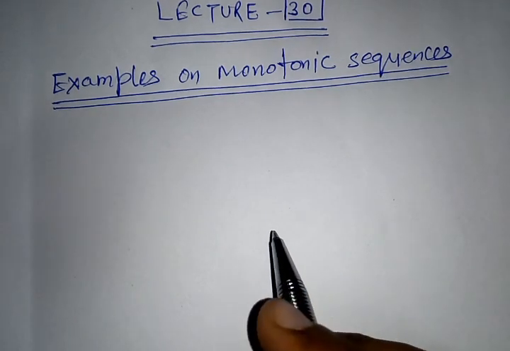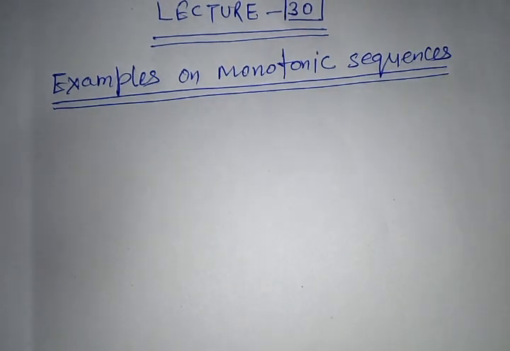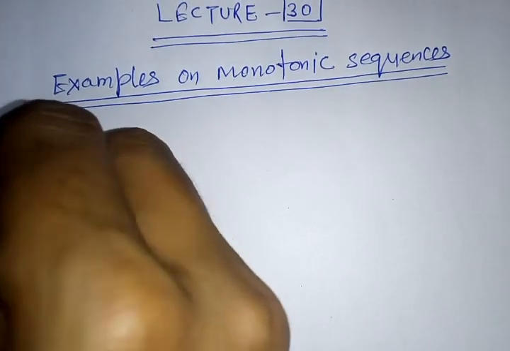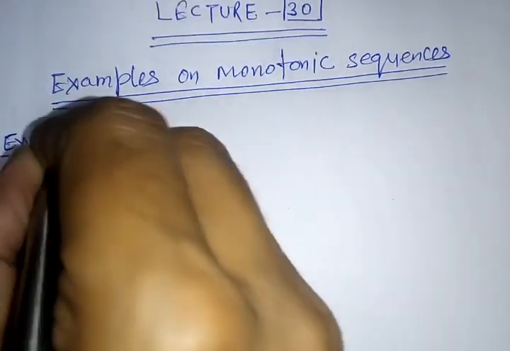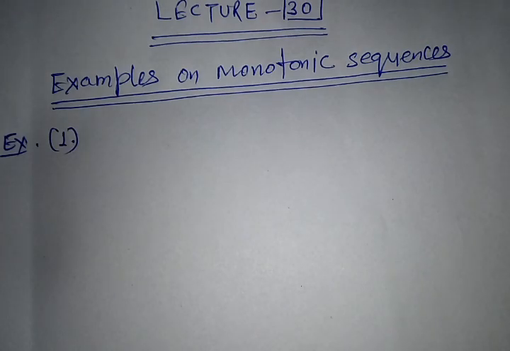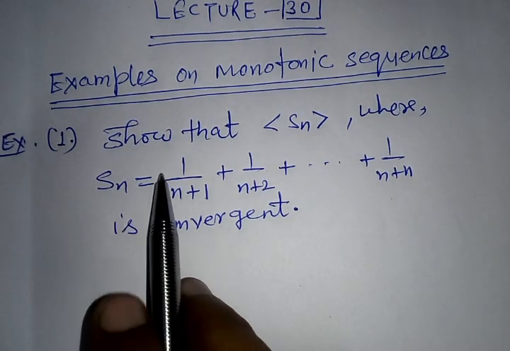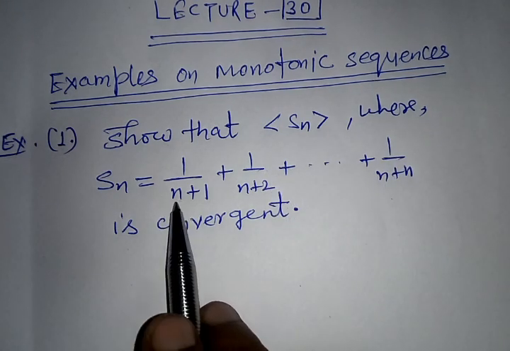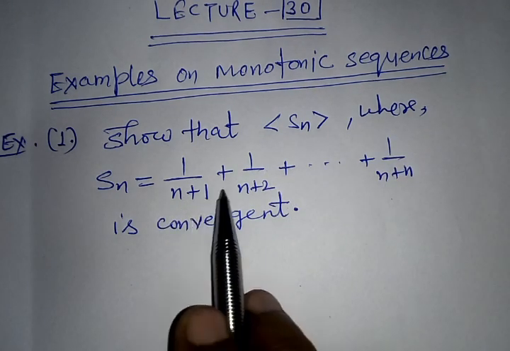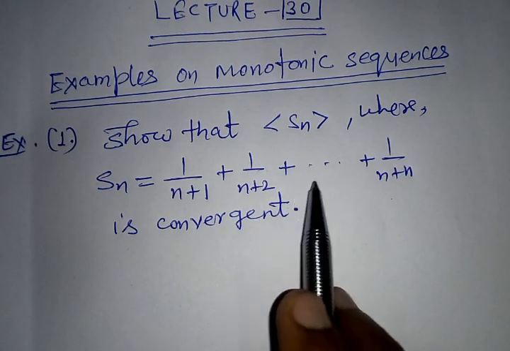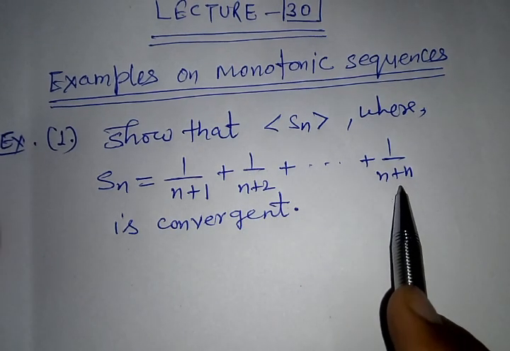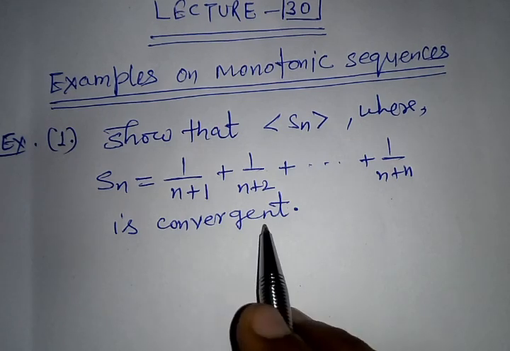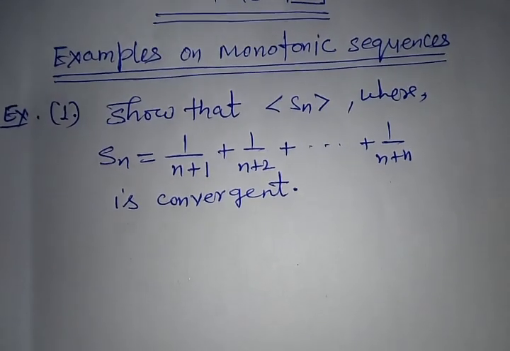Today we are going to prove some important examples to establish the theorem. So first example, show that a sequence Sn where Sn equal to 1 upon n plus 1 plus 1 upon n plus 2 plus and so on 1 upon n plus n is convergent. We have to prove this sequence convergent.